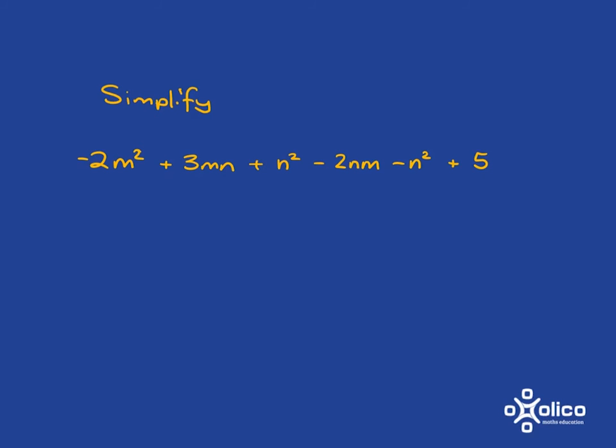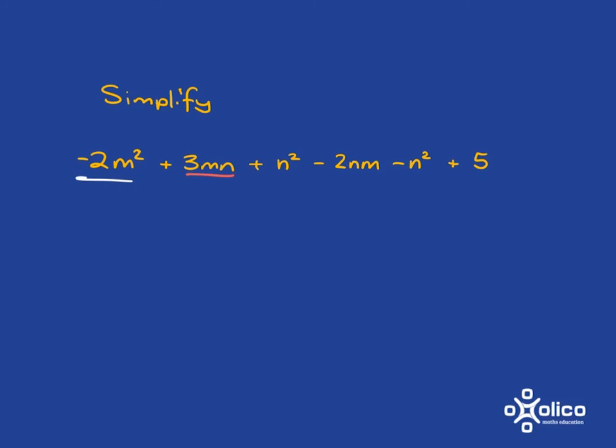If we're asked to simplify a monster like this, the first thing we need to do is identify the like terms. So, here we have a term with an m squared. Are there any other terms with m squared? And if we look through, we see that no, there are no other terms with m squared, so there are no like terms to go with that one.